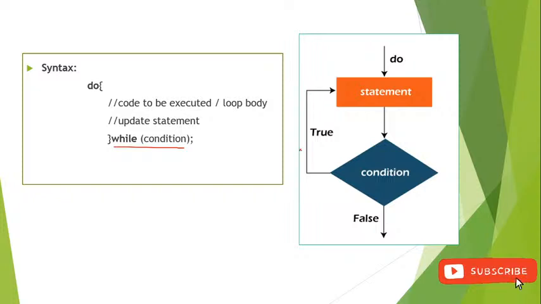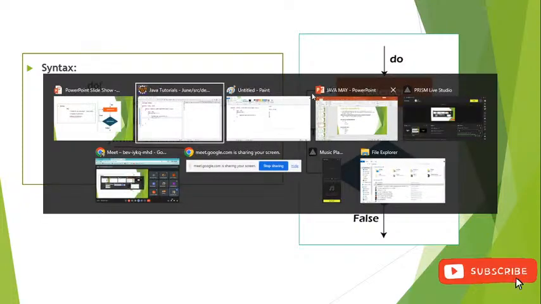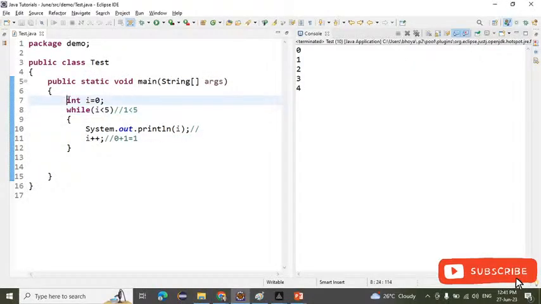If you see the flowchart also, first the JVM will come to the do, after that it will print the statement, and after that it will check the condition. After printing the statement it will check the condition, and if that condition is true, again it will print the statement. Even if that condition is false, the statement is printed once, right? So we will try to check one example with that.